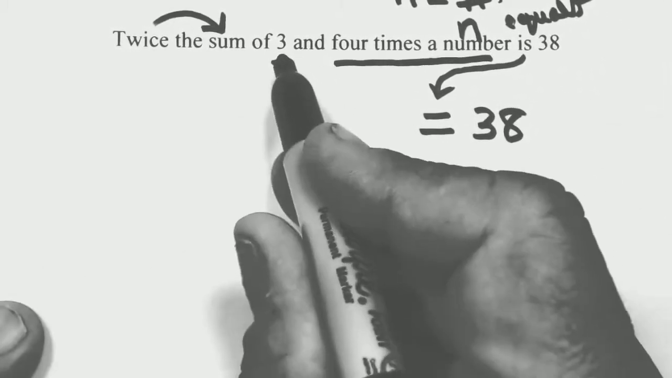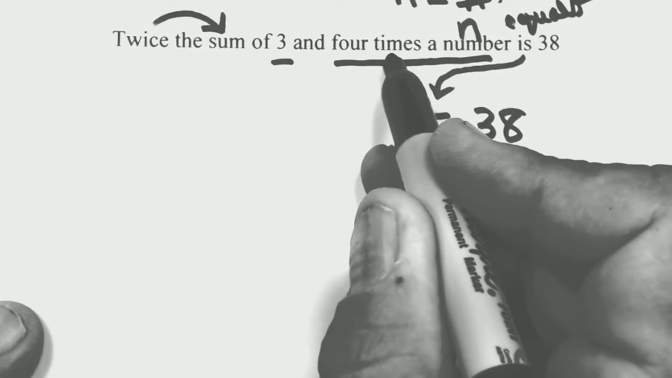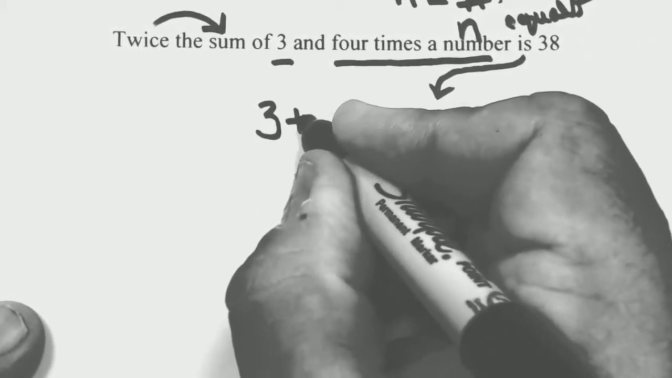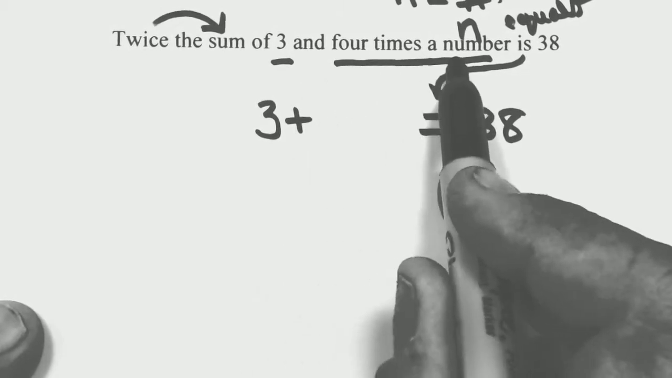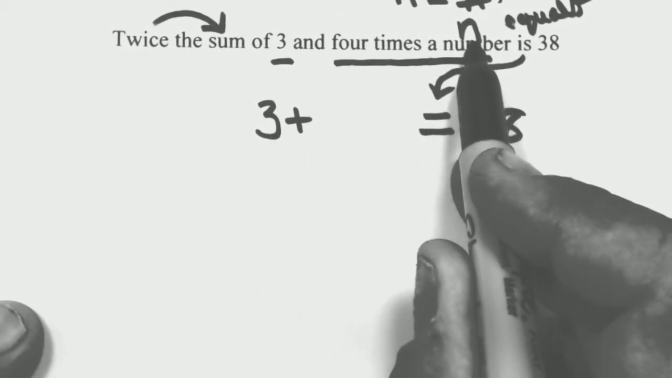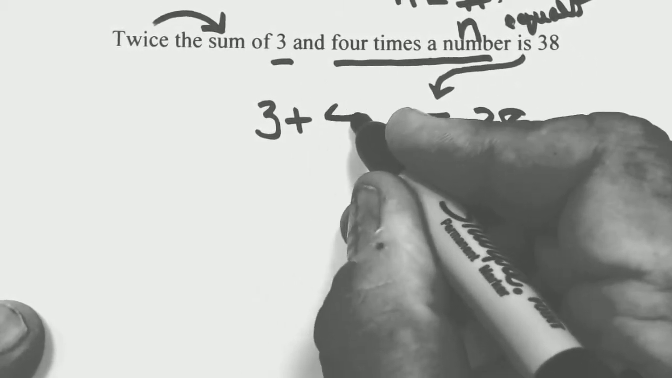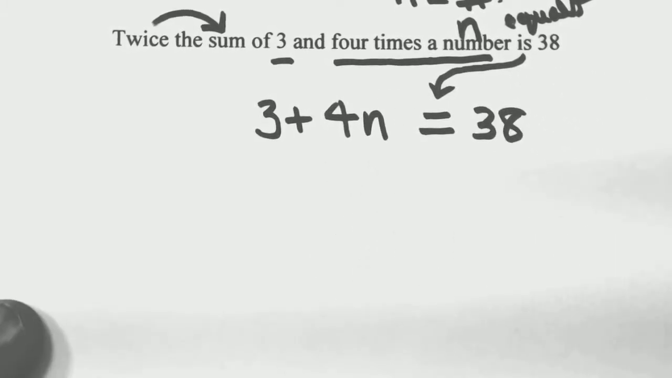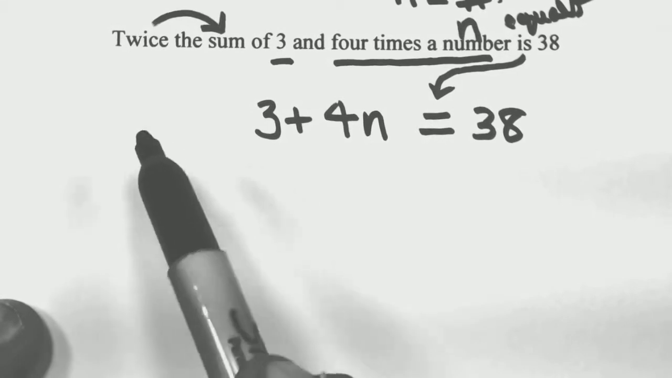Well, let's see. The sum of these two means we simply add them together. So I've got to take 3 and add it to 4 times a number. Well, if we're using n for our variable, that would be 4n. That would be 4 times the number right there.